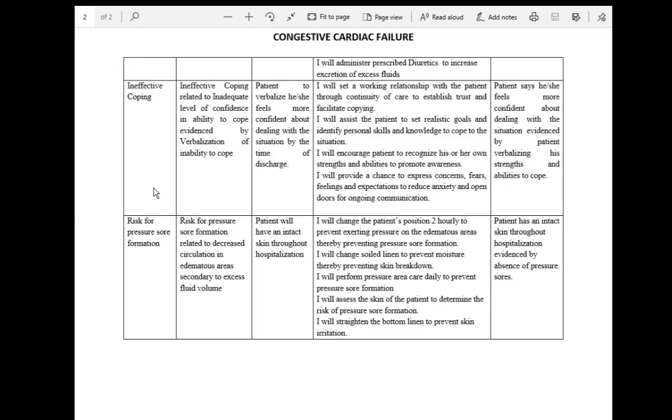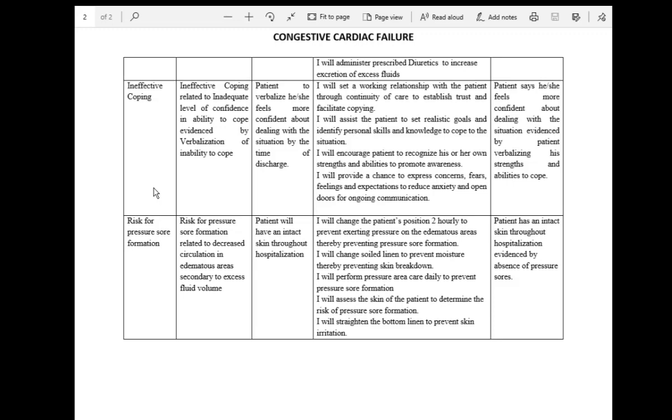One, the nursing intervention: I will change the patient's position 2 hourly to prevent excess pressure on the edematous area. So we know that this person is predisposed to pressure sore formation because of the edema. So I will make sure that the patient's position is being changed 2 hourly, so that there will be relief on these pressure areas that are edematous. That's one of the interventions that we can give, and this will prevent pressure sore formation.